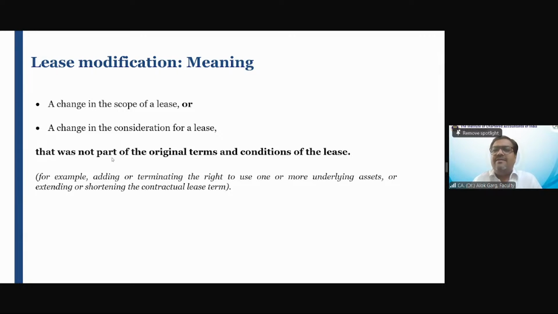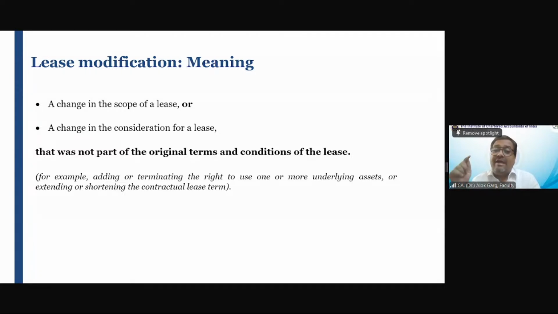Friends, in this case, is my consideration changing every year? Yes, it is changing every year. Change तो हो रहा है ना consideration. My lease payment is changing, Hemant. In the first year, it is 1 lakh. In the second year, it is 1,10,000. In the third year, it is 1,21,000. It is changing every year, but it is already decided that it would change, sir. Is it a lease modification? Answer is no, sir. Why?